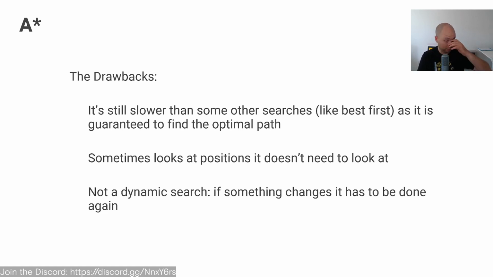A star looks at a lot of positions, not all of them it needs to look at, so that's one of the drawbacks. And it's not a dynamic search, so if something in the world changes, you have to do it again, right? If you say I want this character to go from here to here, and the world is static, you can almost save that search and almost even cache it in the world, which people do sometimes. But if the world is a dynamic world where there's a boulder moving around and things like that, you're going to have to run the search every time the world state changes, with respect to the object that's trying to map that path out.